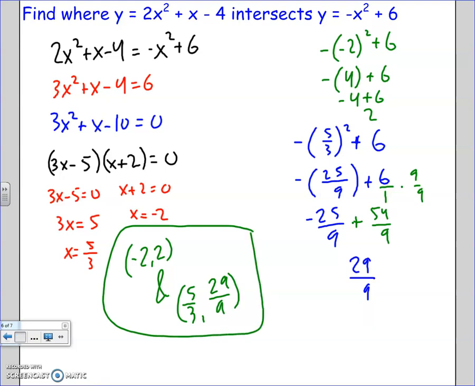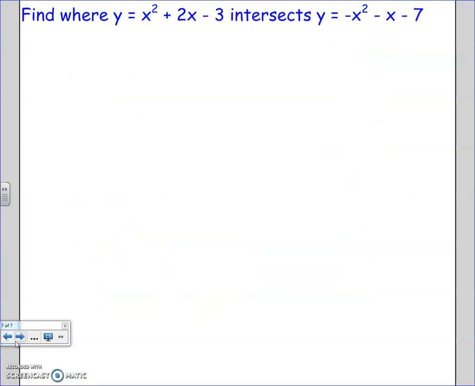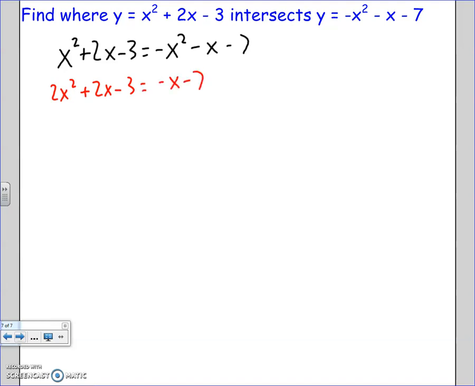All right, one last example. Find where this quadratic intersects that quadratic. This is y equals, so I'll set them equal to each other. Don't need to move anything, but sometimes you have to move stuff. Got to get it equal to 0. I'm going to move the x squared over by adding it. I move the x over by adding it. I move the negative 7 over by adding it. Here's my quadratic. I can either factor or use the quadratic formula. I'm going to try factoring.